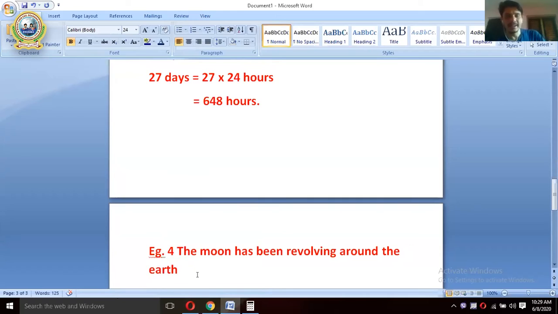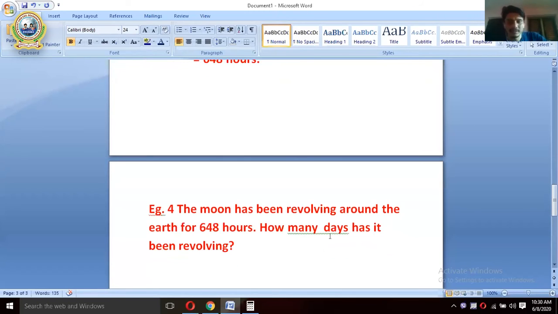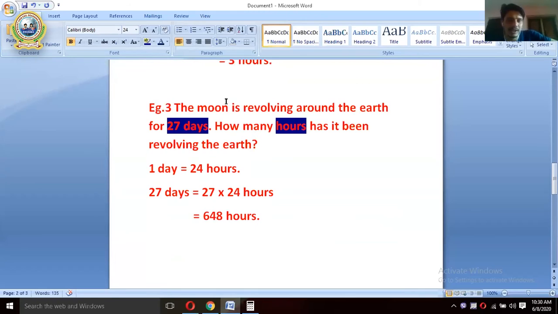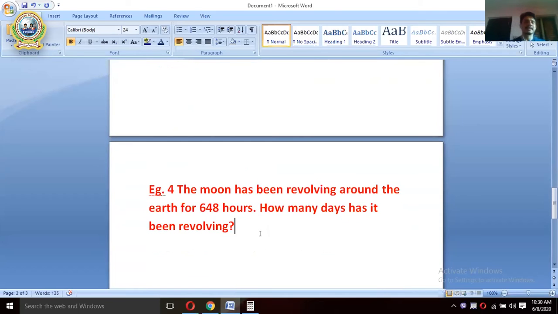The moon has been revolving around the earth for, let's say, 648 hours. How many days has it been revolving? Now look at this question. This question is the reverse of the previous question. Question number 4 is the reverse opposite of question number 3. The moon has been revolving around the earth for 648 hours. Now we'll have to convert this 648 hours into days.